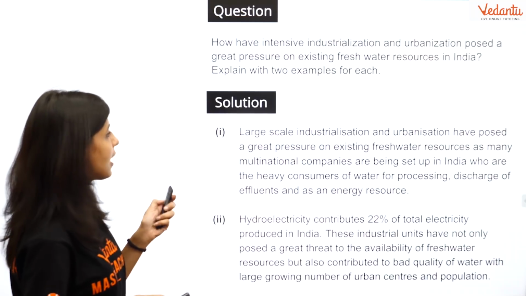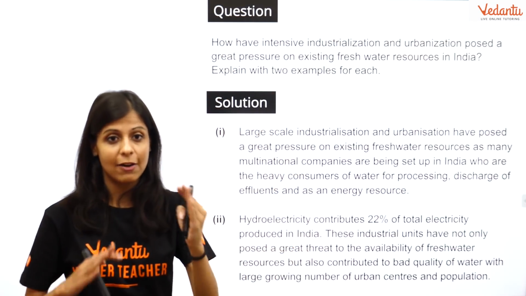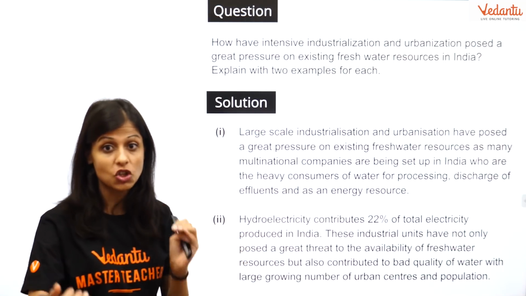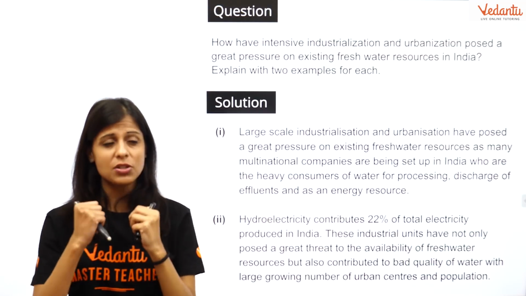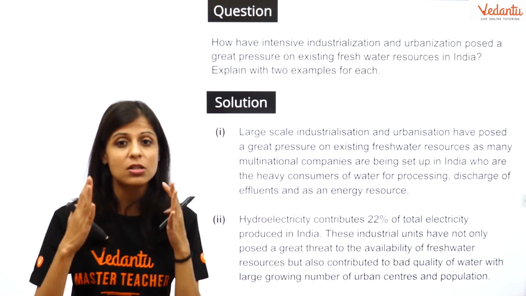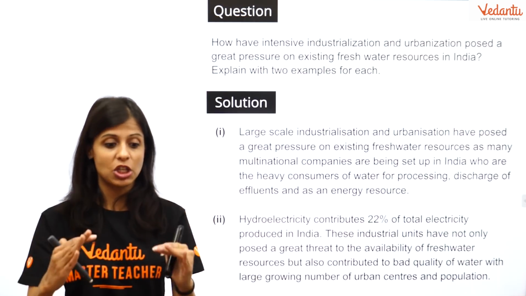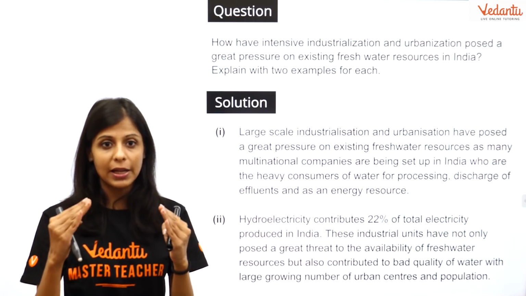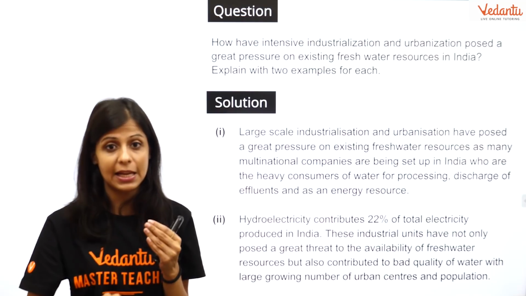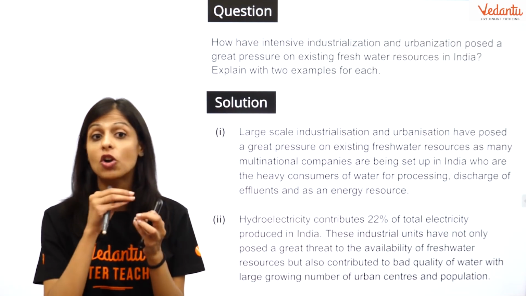So let's look at what the answer is supposed to be. Intensive means to a much bigger scale. For example, the large scale industrialization and urbanization have posed a great pressure on the existing resources of water, because many of the companies, the big companies especially, the thought that should strike your mind is the multinational companies who are setting their base in India, they consume a lot of water and they discharge a lot of effluent.